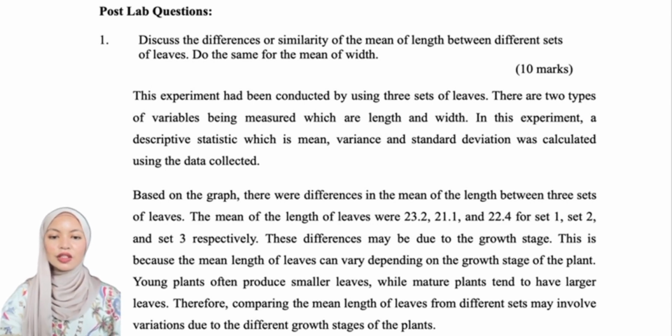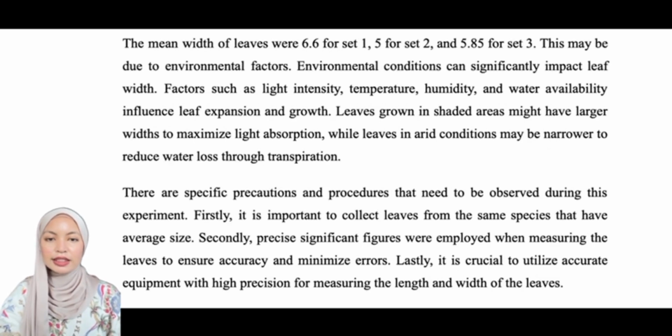On the graph, there were differences in the means of the length between the 3 sets of leaf. The means of length of leaf were 23.2, 21.1, and 22.4 for set 1, set 2, and set 3, respectively. These differences may be due to the growth stage. This is because the mean length of leaf can vary depending on the growth stage of the plant. The mean widths of leaf were 6.6 for set 1, 5 for set 2, and 5.85 for set 3. This may be due to environmental factors.